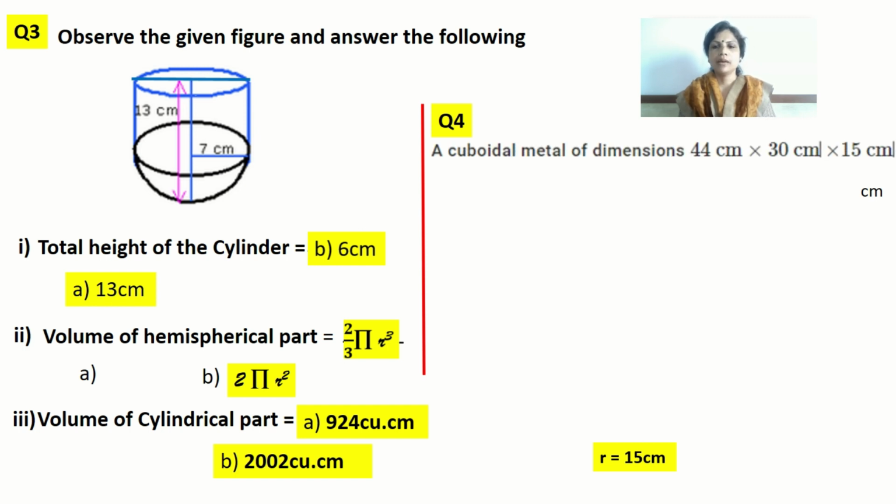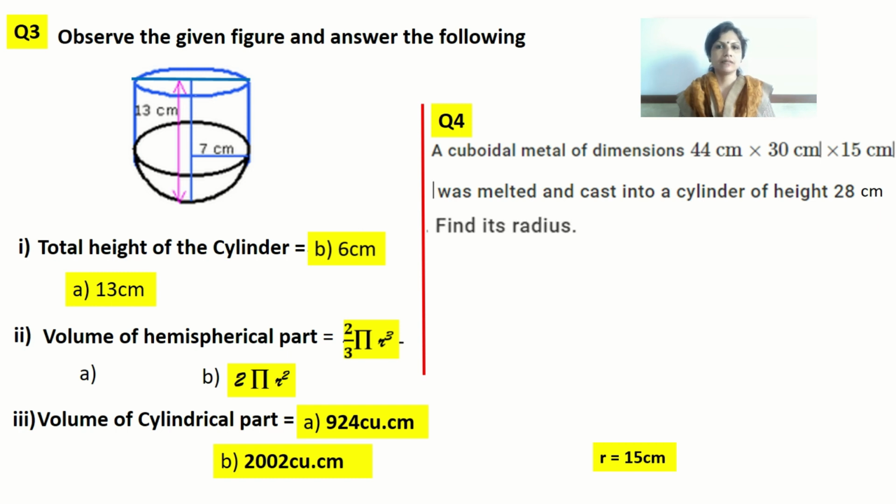A cuboidal metal of dimensions 44 centimeter, 30 centimeter and 15 centimeter was melted and cast into a cylinder of height 28 centimeter. Find its radius. Now if you read the sum carefully, it is based on which concept? It is based on the concept of volume. Volume doesn't change even if you melt a material. So we have to make use of volume of cuboid is equal to volume of cylinder.